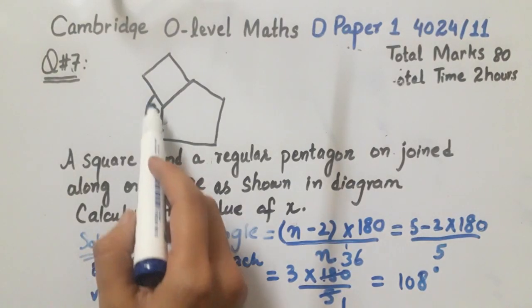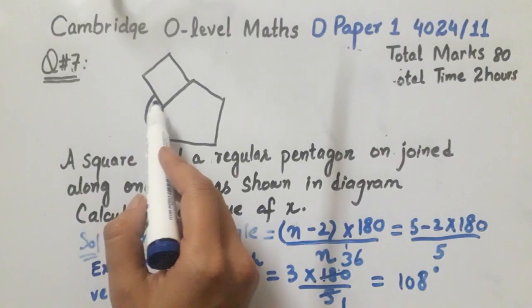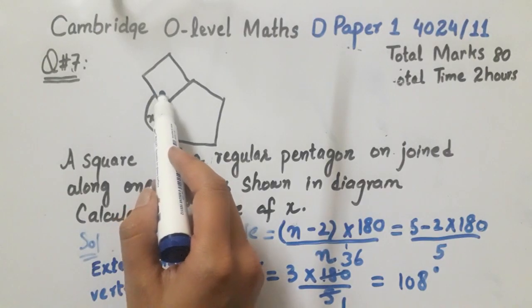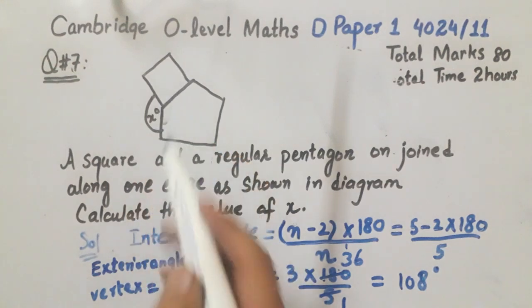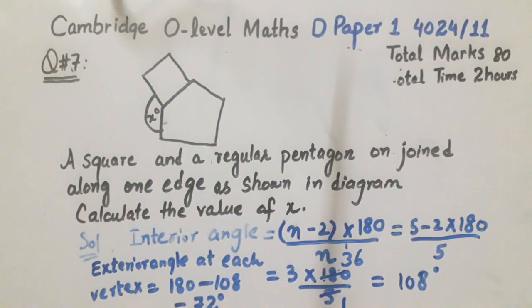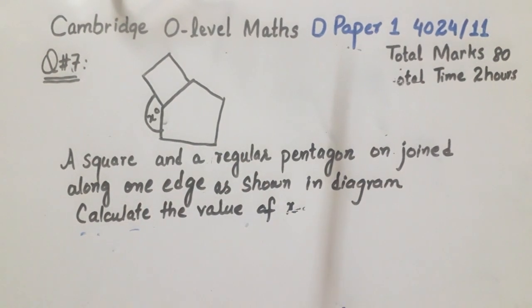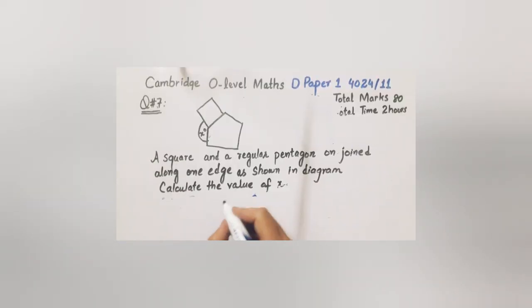Now we know that each angle in the square is 90 degrees. So the exterior angle at each vertex for the square will also be 90 degrees. So the value of x will be equal to 90 plus 72, which is equal to 162. So the value of x will be 162. So this is the answer of this question.